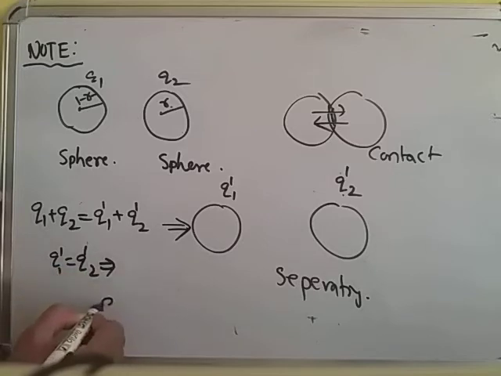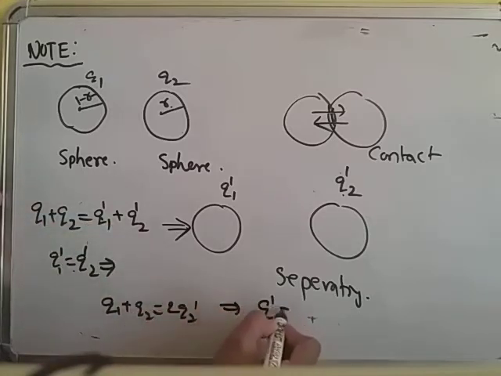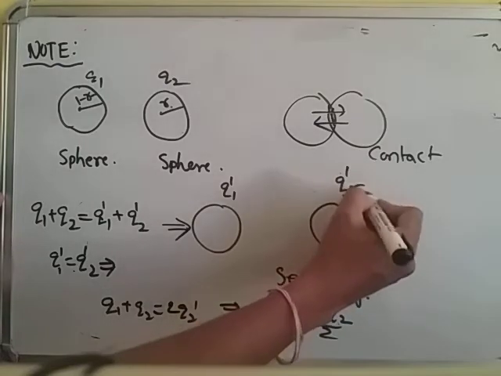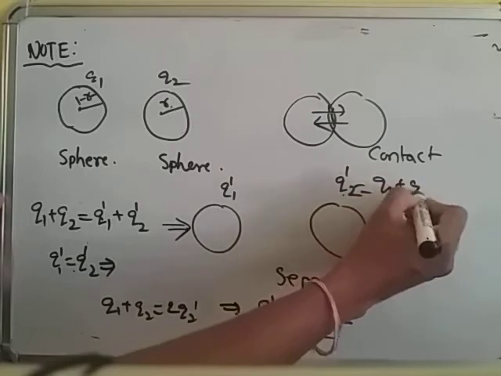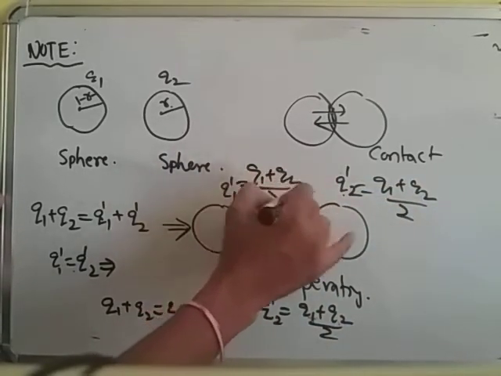Then we substitute: q1 plus q2 is equal to q2 dash plus q2 dash, so we get 2 q2 dash. Then the charge on the first sphere is q1 plus q2 by 2, and the charge on the second sphere is also q1 plus q2 by 2. The total charge is equally shared.